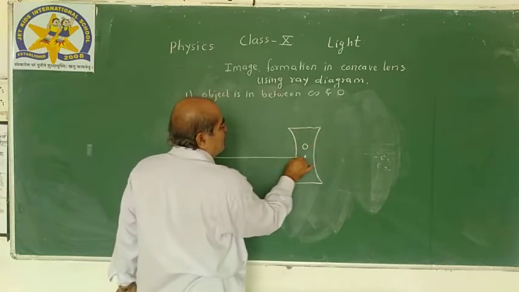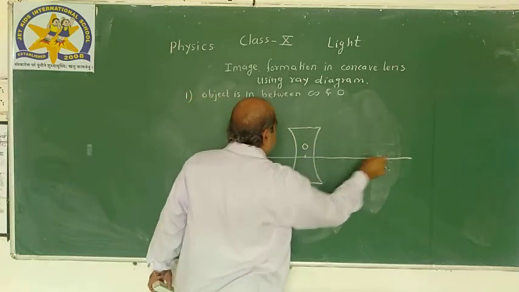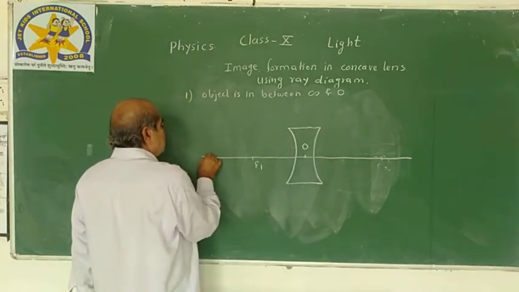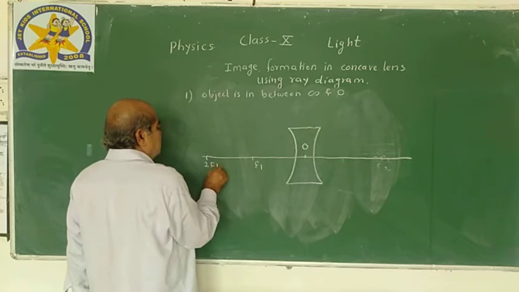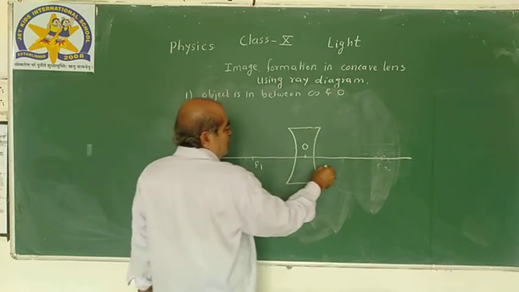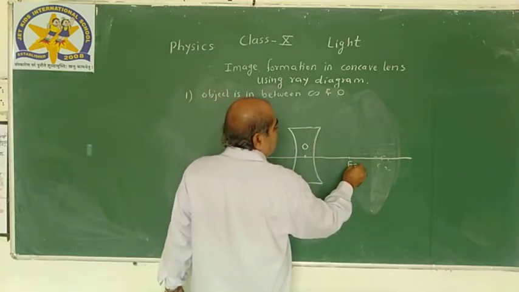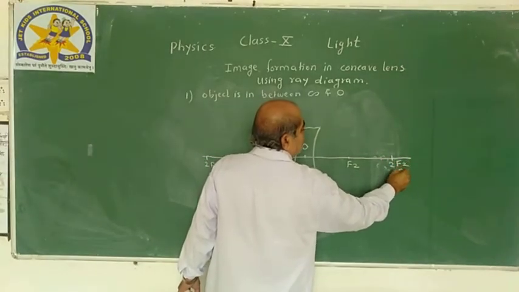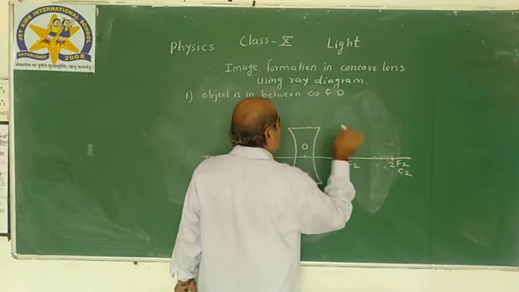This is then the principal axis. F1 is the first principal focus. This is twice F1, or C1. F2 is the second principal focus, and this is twice F2, or C2.